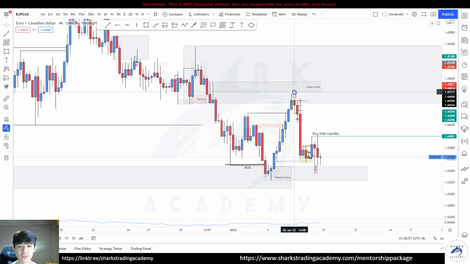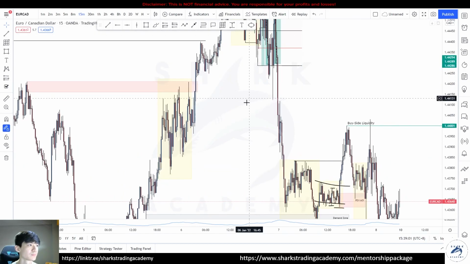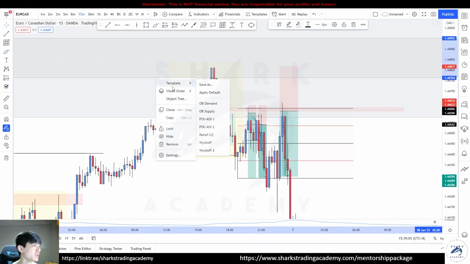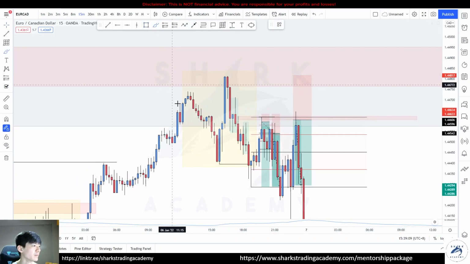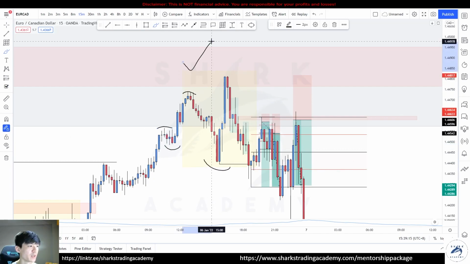So similarly, do the same thing. What's next? 15 minutes, shift in structure. At this point of time, this was the zone that we're looking for. Let me mark it as red. We have a high, low, high, lower low. But can you see that price didn't tap into our POI? We are not valid. We are not looking for sells.